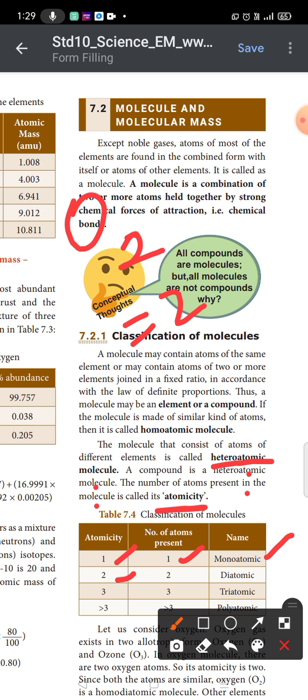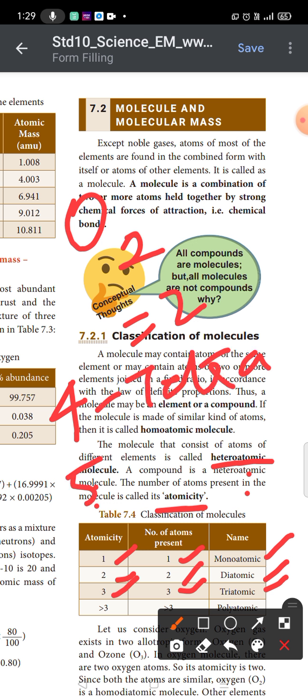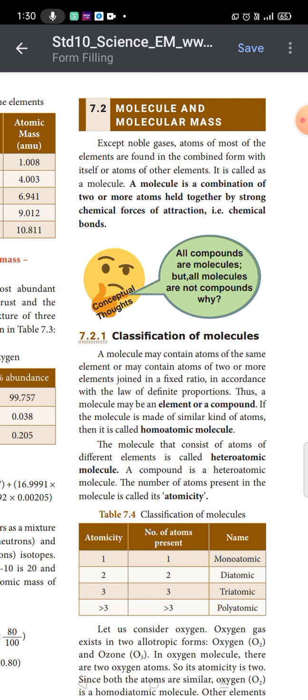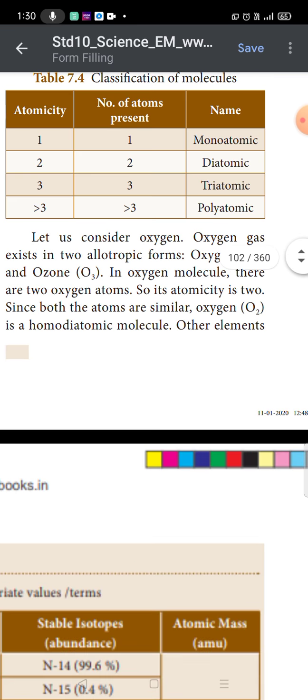If the atomicity is 2, the number of atoms is 2, and the name will be diatomic. If atomicity is 3, the number of atoms is 3, we call it triatomic. If it is greater than 3, we call it polyatomic. If it is 4, it is called tetra, and if it is 5, it is called penta. So 4 and 5 we can mention as polyatomic molecules.